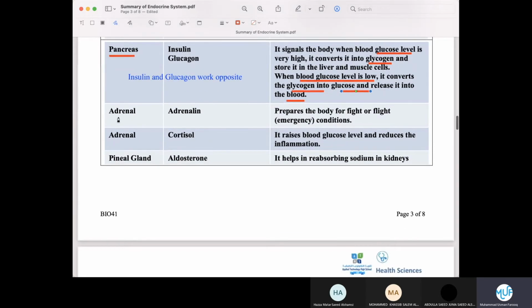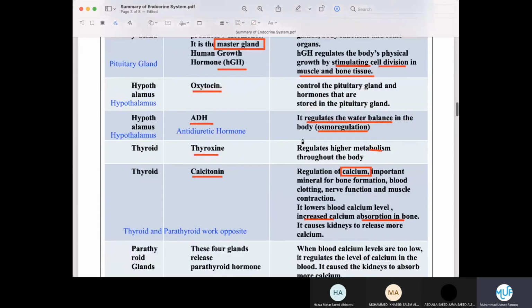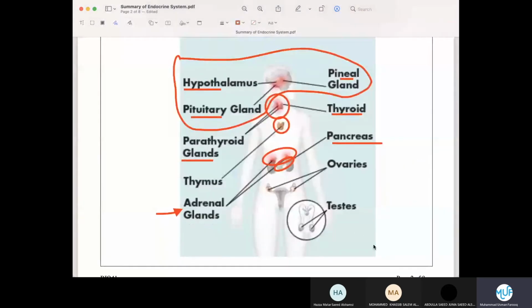Adrenaline is released by the adrenal gland. This is also known as epinephrine. I will write it here also that epinephrine and norepinephrine work opposite. And these are released by the adrenal gland. I told you where the adrenal gland was. What was the location if you have to identify?